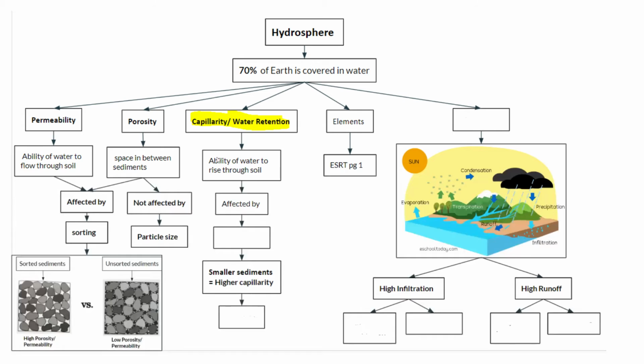Let's write that down in your notes. Capillarity or water retention is the ability of water to rise through soil. And it's affected by particle size. Write that down as well. The smaller the sediments, the higher the capillarity. The smaller the sediments, the higher the water retention as well.